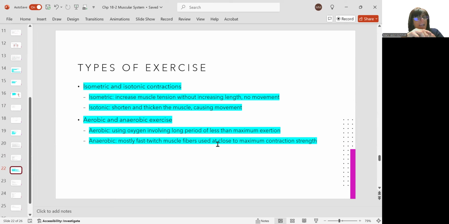And then aerobic and anaerobic. Aerobic, think about aerobic exercise, running, jogging, bicycling, spinning, any of those things. You need oxygen, right? So it's using oxygen, but oxygen there will only last so long. Okay. Anaerobic, that's where your fast twitch muscle fibers start to get used. And that's where you start to feel that burn.